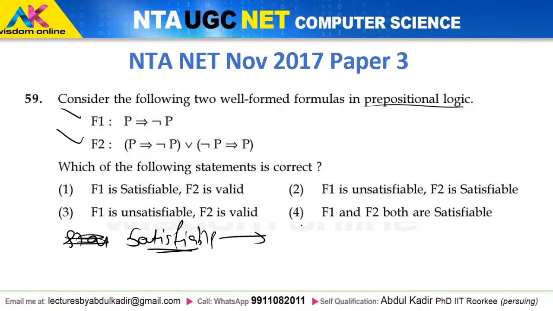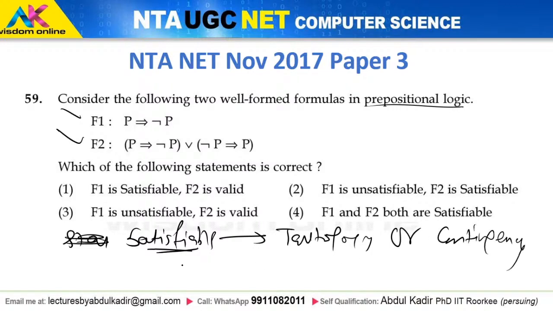What does satisfiable mean? Satisfiable means either tautology or contingency. You already know this thing. What does unsatisfiable mean? Unsatisfiable means contradiction. You already know this thing. So this is what satisfiable means, and this is what unsatisfiable means.